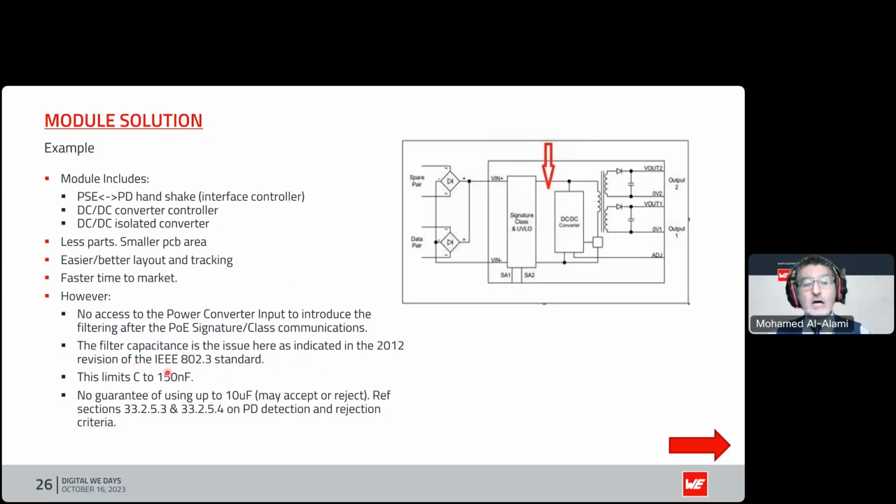Why? Because the IEEE 802.3 standard stipulates that you're not allowed to add capacitance at the input here that is more than 150 nanofarads, and an inductance no more than 100 microhenries. So it limits the amount of filtering that you can introduce here substantially. And that's based on the PD detection and rejection criteria sections, as I mentioned here in that standard.